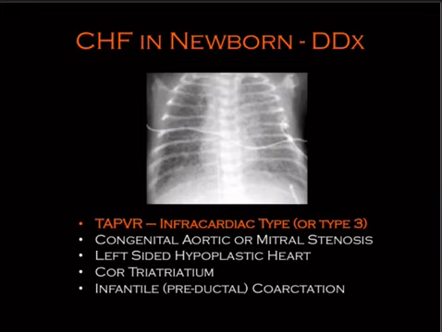Really bad aortic or mitral stenosis, so blood being backed up because it can't make its way through the left side of the heart. Left-sided hypoplasia, cor triatriatum, because remember that acts basically like a mitral stenosis. And then infantile or preductal coarctation. Remember I said that one is the one that presents early. And how it presents is with pulmonary edema, because again, you're causing a traffic jam on the left side of the heart.